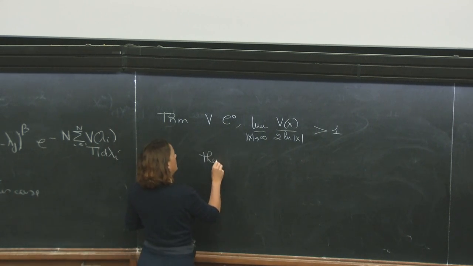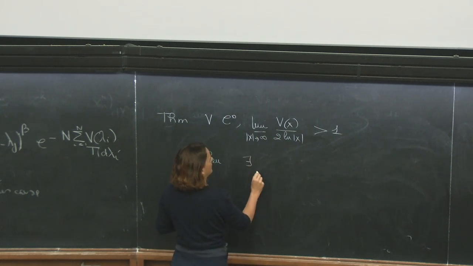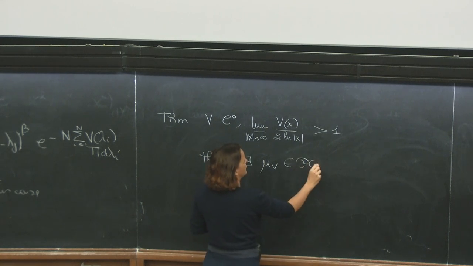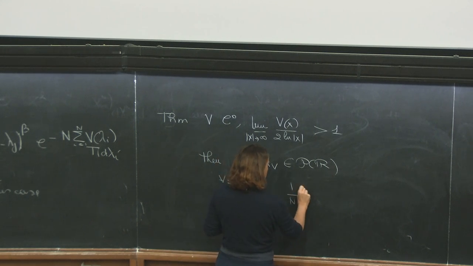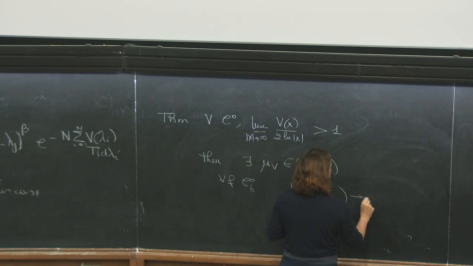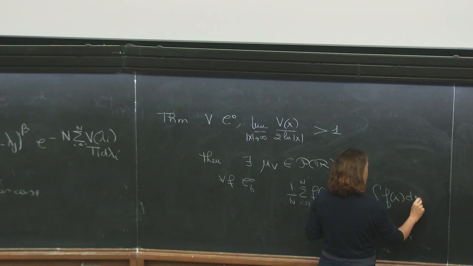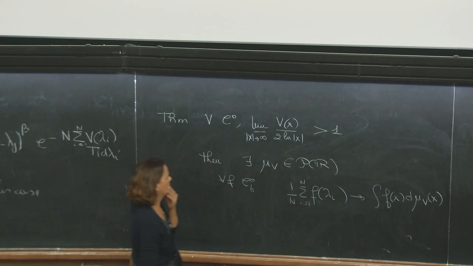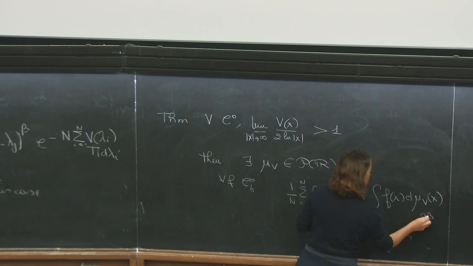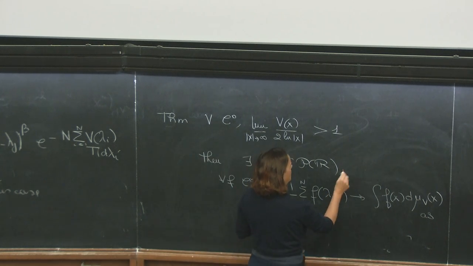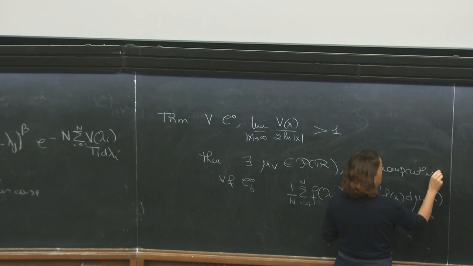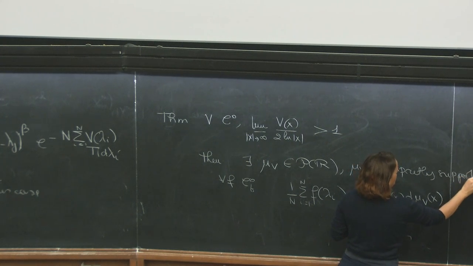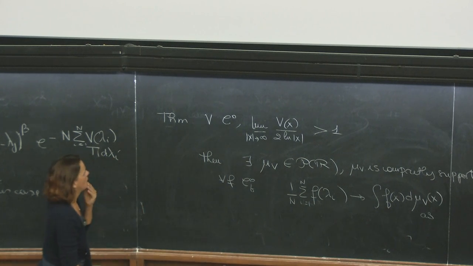Then there exists an equilibrium measure, a probability measure, so that for all f which is bounded continuous, this converges towards the integral of f d mu_V, almost surely. And furthermore, mu_V is compactly supported.